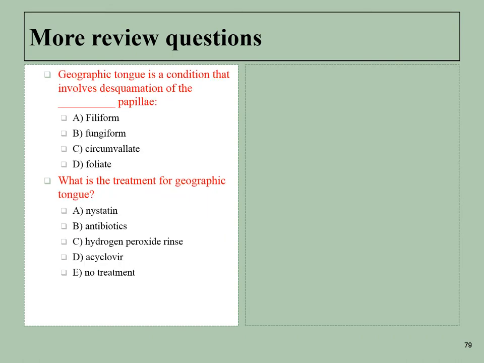Oh wait, two more relevant to the tongue. Geographic tongue is a condition that involves which of the following types of papillae? And that's just a straightforward question that you need to know the answer. There's no logic to it. It's the filiform papillae. Those are the ones that are the most numerous on the surface of the tongue. So if you're going to see something on the tongue, it's probably them.